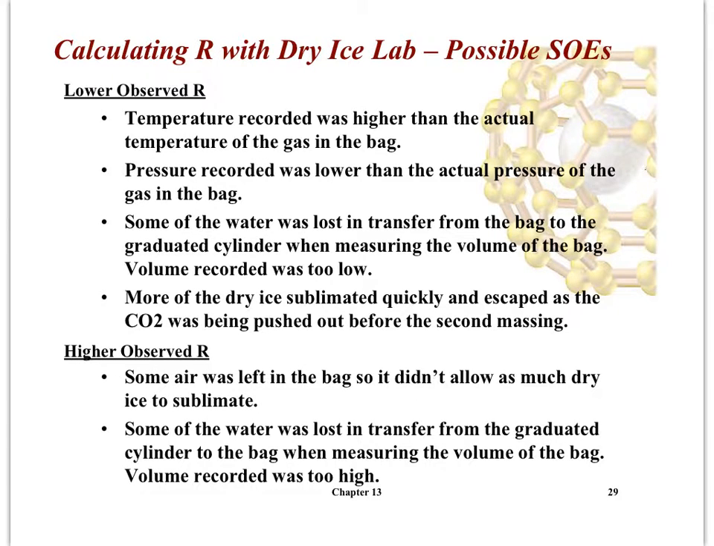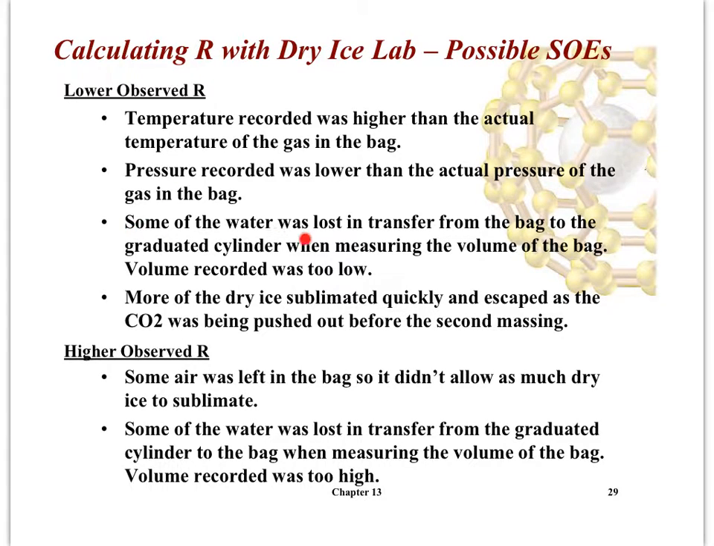So here, if your value is lower than 62.4, the temperature that you recorded was probably of the room. The gas itself was a little colder. So the temperature that we recorded was a little bit higher than the actual temperature of the gas inside of the bag. Or the pressure that we recorded was lower than the actual pressure of the gas inside of the bag, because again we recorded atmospheric pressure, the pressure in the room, which was probably a little bit lower. The gas in the bag had a higher pressure.